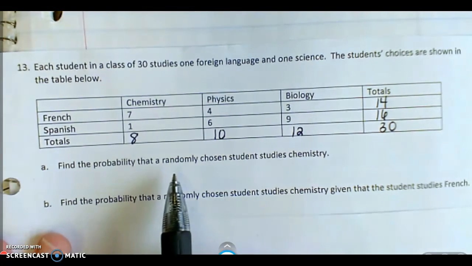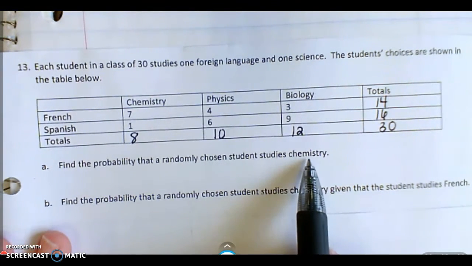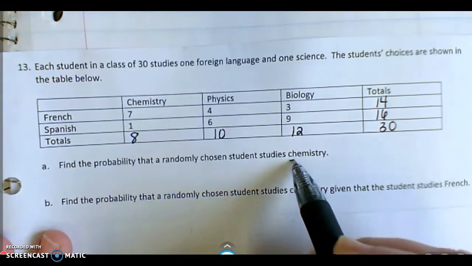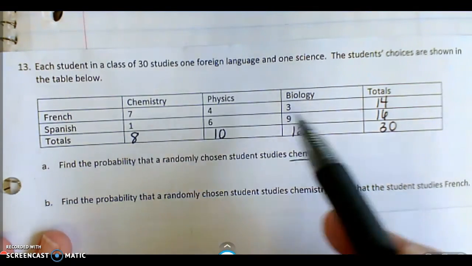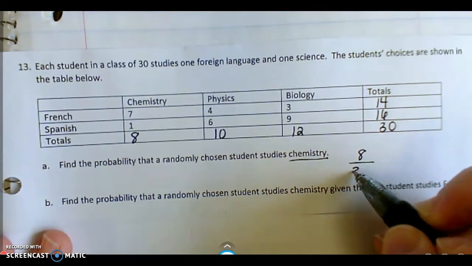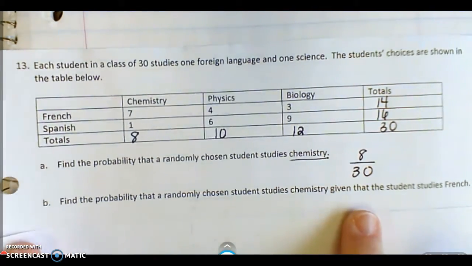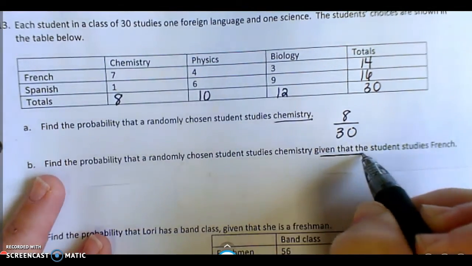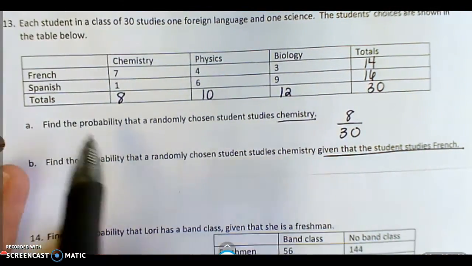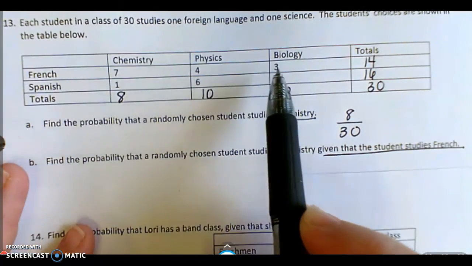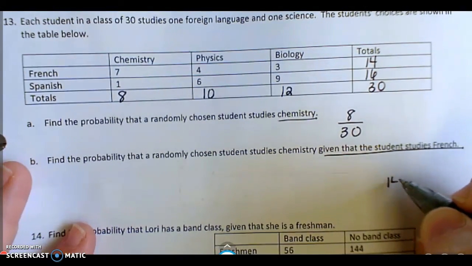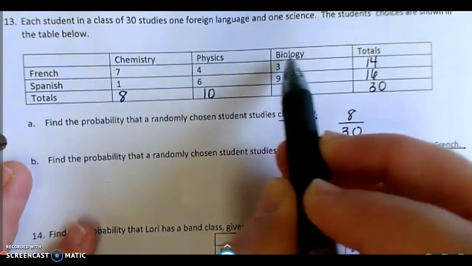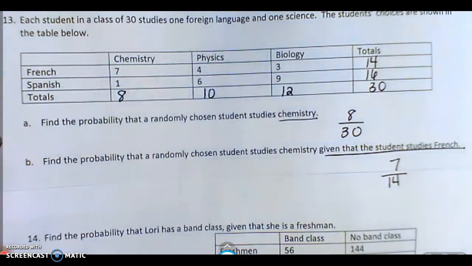So A says the probability that a randomly chosen student studies chemistry. So this has nothing to do with a given that, so I'm only talking about studying chemistry, so I only look at chemistry and then the total, so it would be 8/30. Okay, probability that a randomly chosen student studies chemistry, given that he studies French. That means I'm only looking at French, so I'm only looking at that row. 14 must go on the bottom because that's the total. And then it says studies chemistry, so again I'm only looking at that row. Chemistry is 7, so 7/14.